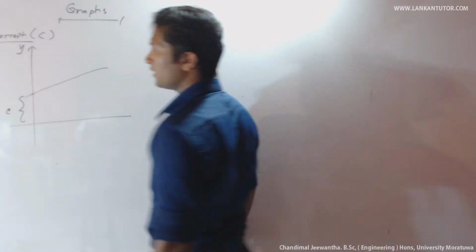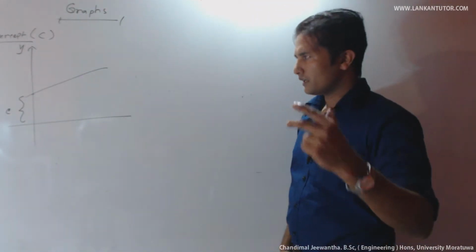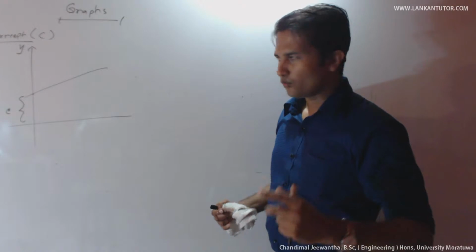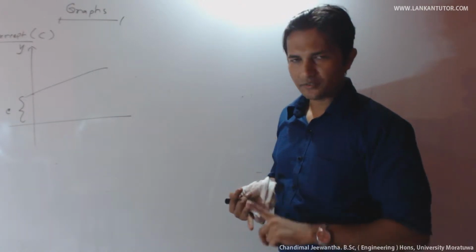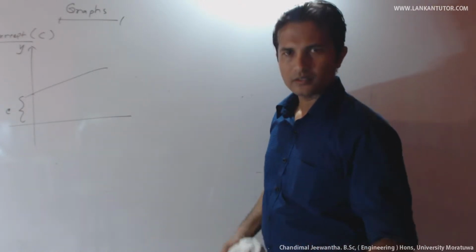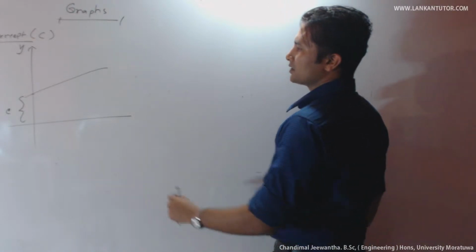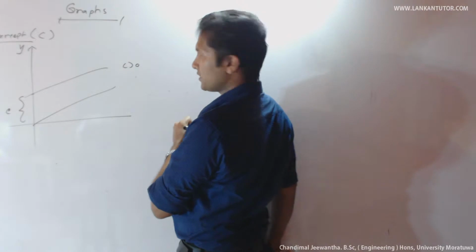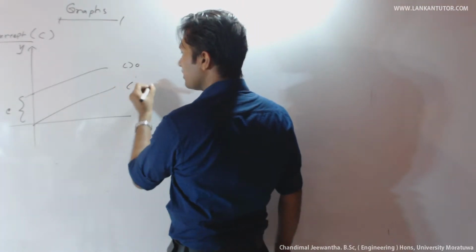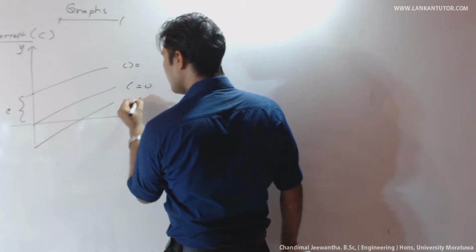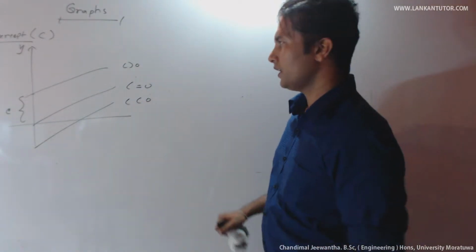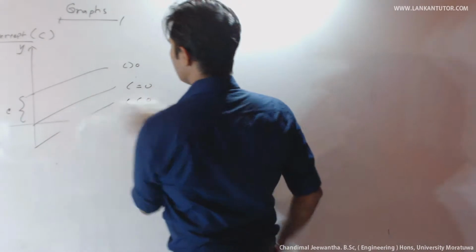This is intercept. So there can be 3 intercepts. What are those? One can be positive, the other one can be negative, and 0 intercept as well. So this is like positive intercept, 0 intercept, negative intercept. That's all under intercept.